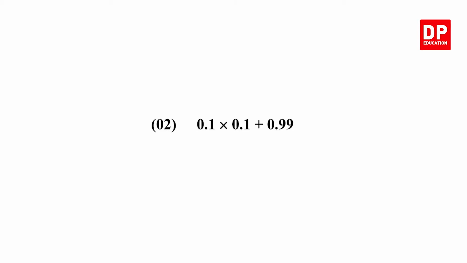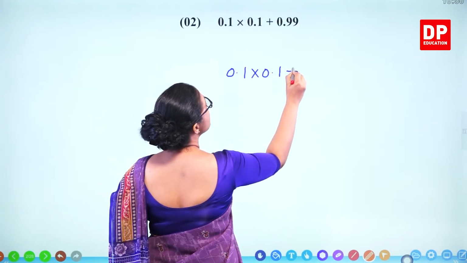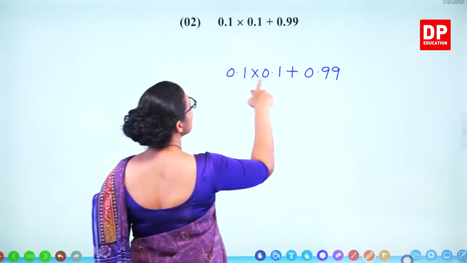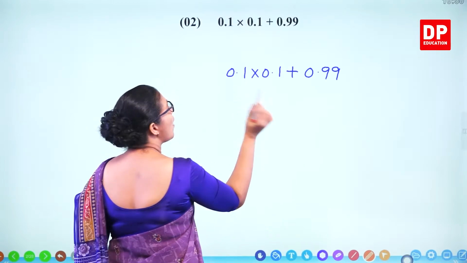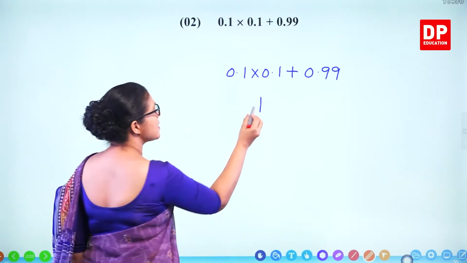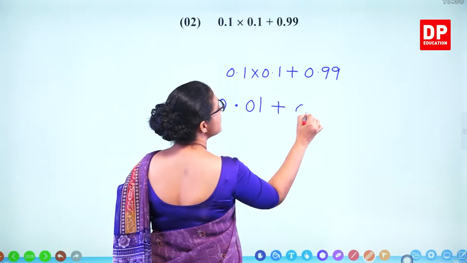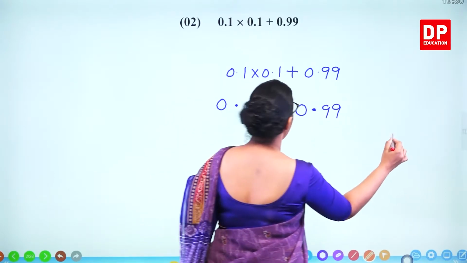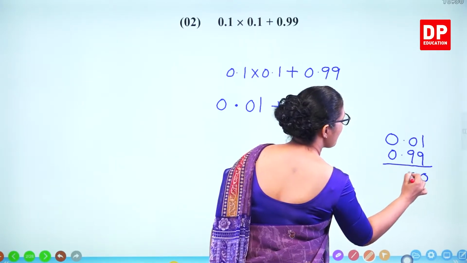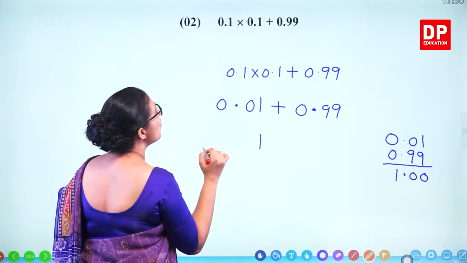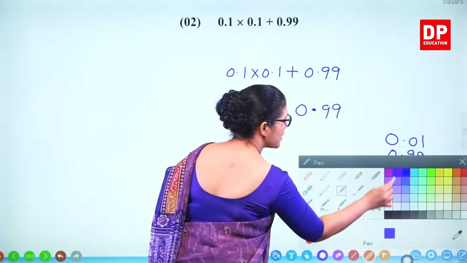Question number 2, 0.1 times 0.1 plus 0.99. So first we do the multiplication according to BODMAS. 1 times 1, 1, with 2 decimal places: 0.01 plus 0.99. Now add it. You get 1. So the answer is 1. You don't need to write down 2 zeros after the decimal point. So 2 marks.